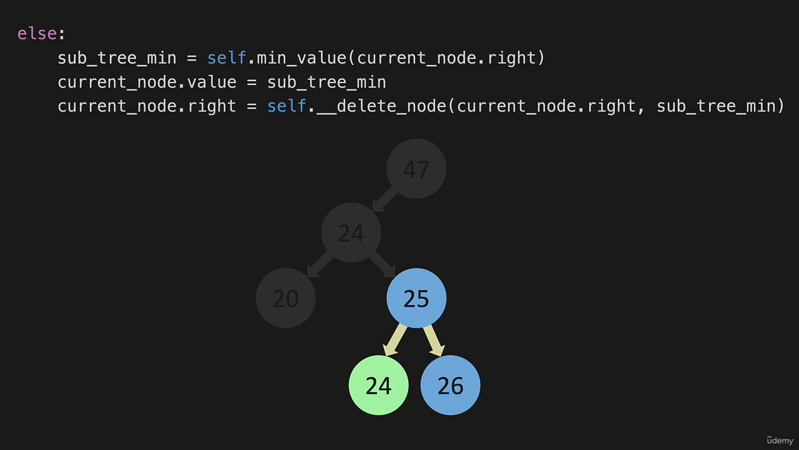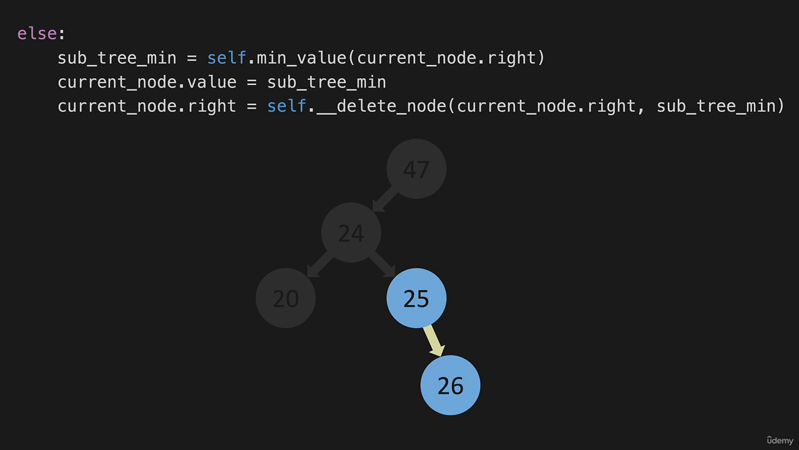And this is identical to the line of code that we've already written previously for when we traverse to the right. So the only difference here is this value that we're passing it. We're passing it subtree min. And this will kick off the process of traversing through this subtree and deleting this node. And this is everything that we need in this else statement.